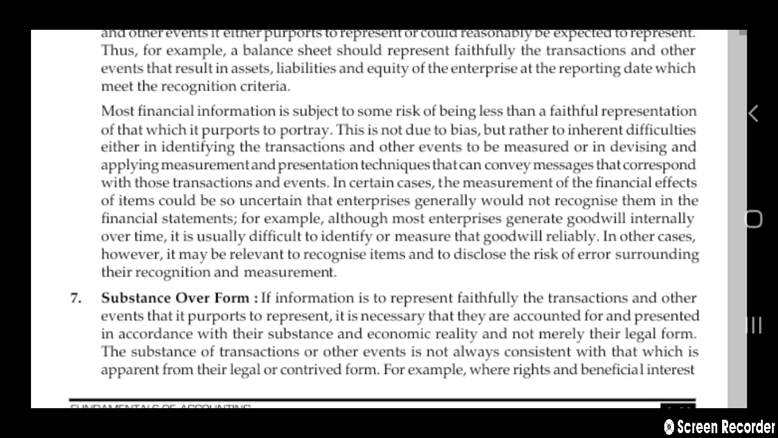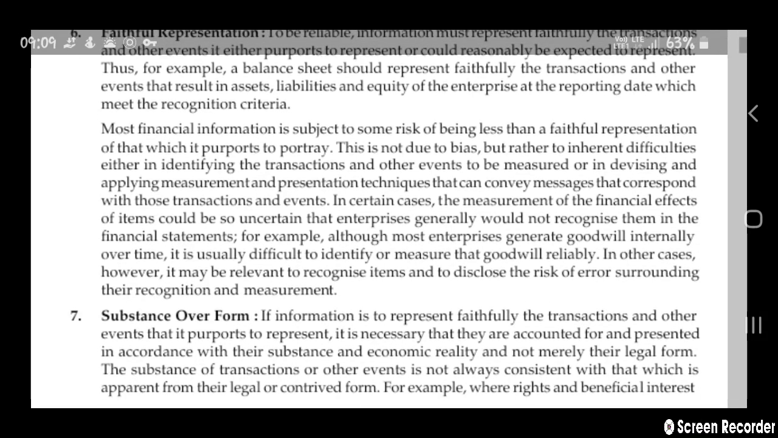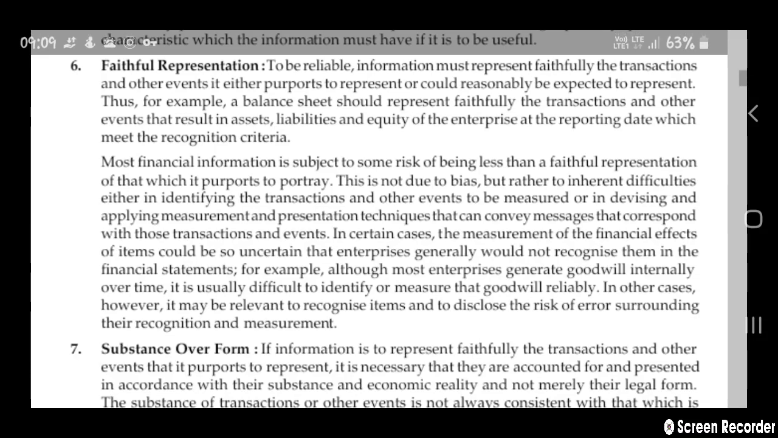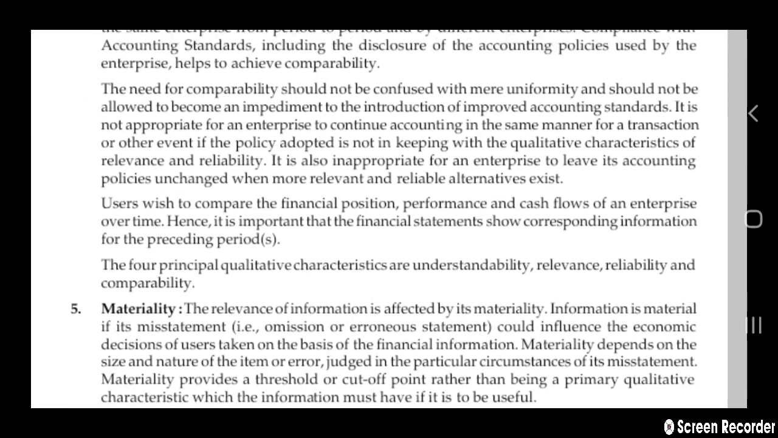In other cases, however, it may be relevant to recognize items and to disclose the risk of errors surrounding their recognition and measurement.